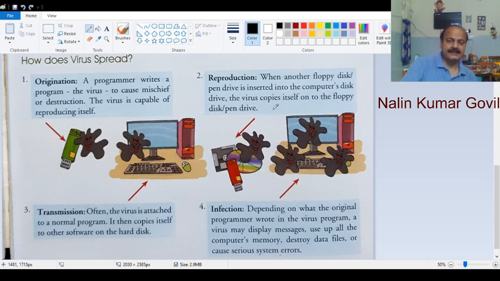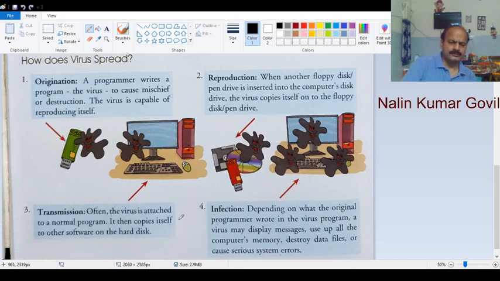It means that if any computer system is infected by a virus and anybody inserts a pen drive or floppy disk, then automatically the virus transmits from your computer system to the pen drive or the disk drive. Transmission: often the virus is attached to a normal program. It then copies itself to other software on the hard disk.